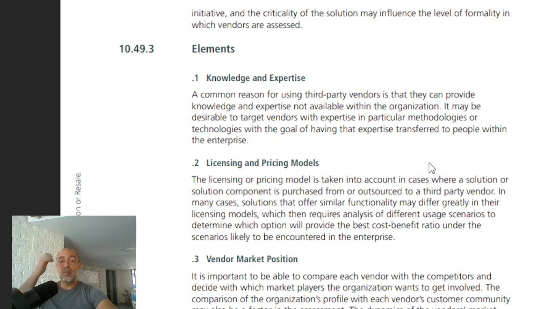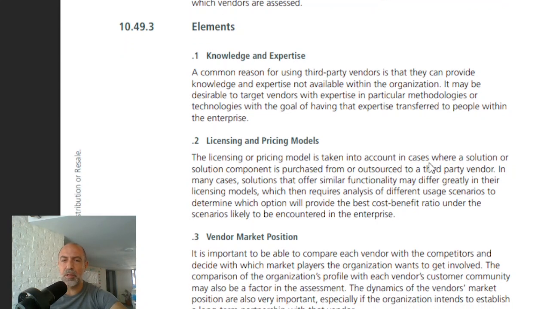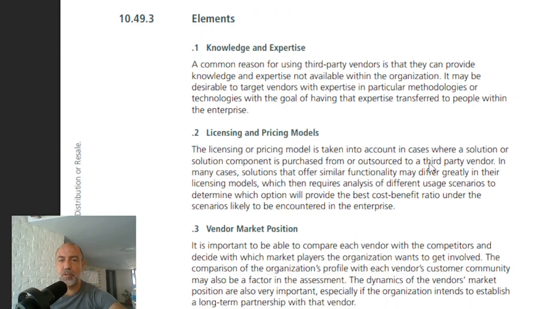What are the elements? Knowledge and expertise, because the vendor has to know what they do. When using third-party vendors, they can provide knowledge and expertise not available within the organization. It may be desirable to target vendors with expertise in particular methodologies, with the goal of having the expertise transferred to them within the enterprise.